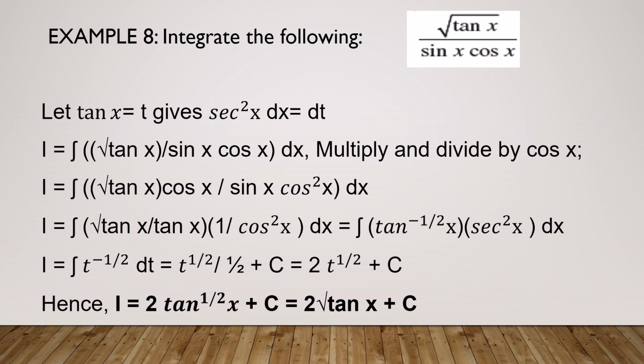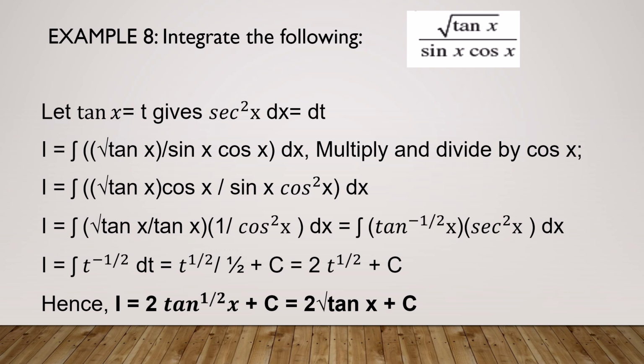So you multiply and divide by cos x. So it will be root tan x into cos x upon denominator is sin x into cos square x. 1 upon cos square x is sec square x and sin x upon cos x is tan x. So now what you have is root tan x upon tan x into 1 upon cos square x. So instead of 1 upon cos square x dx means sec square x dx, you put dt and root tan x upon tan x, that is root t upon t, or that is 1 upon root t or t raised to minus half.